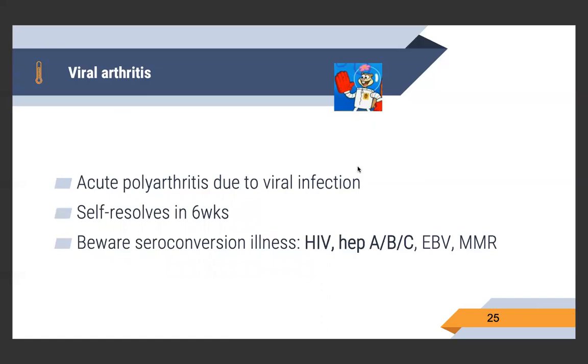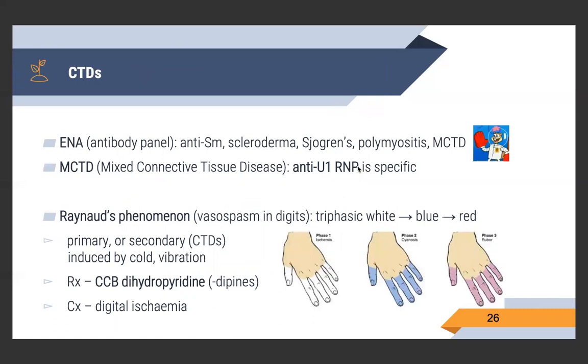Connective tissue disorders. So now we're really jumping into the heat of rheumatology. A few things. You might have seen on the wards, there's this thing called an ENA, extractable nuclear antigens. This is a panel of different blood tests, including for these diseases, as well as anti-Smith.